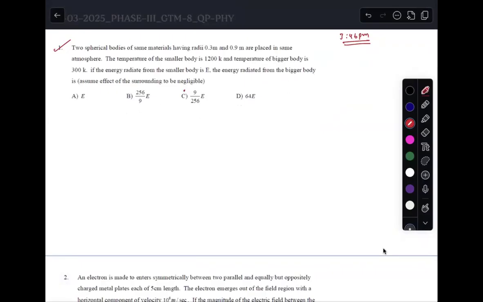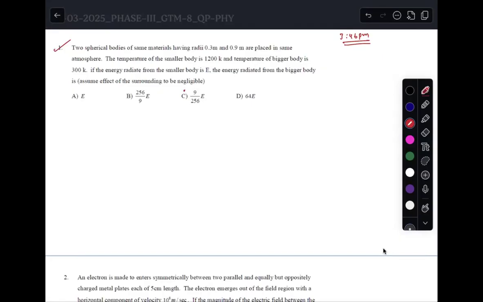Two spherical bodies of same material having radius 1:3 ratio are placed in the same atmosphere. Temperature of the smaller body is 1200 Kelvin and temperature of the bigger body is 300 Kelvin. If the energy radiated from the smaller body is E, the energy radiated from the bigger body is... Fine. In this particular question, see, they are asking rate. It depends on areas. If it is a black body, sigma A T to the power of 4, right?